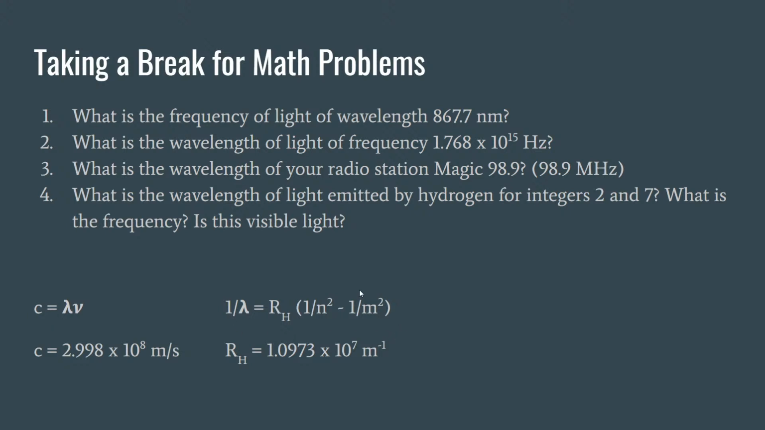Also here on the right, we have the Rydberg equation: 1 over lambda, 1 over the wavelength, is equal to the Rydberg constant times 1 over n squared minus 1 over m squared, where n and m are two different constants.